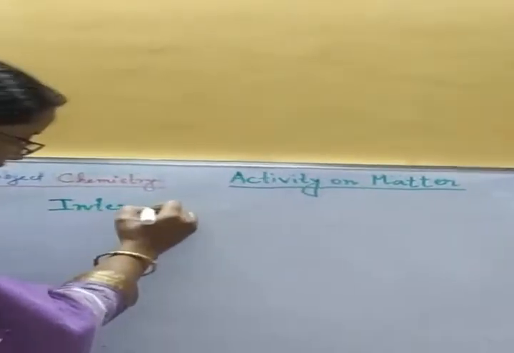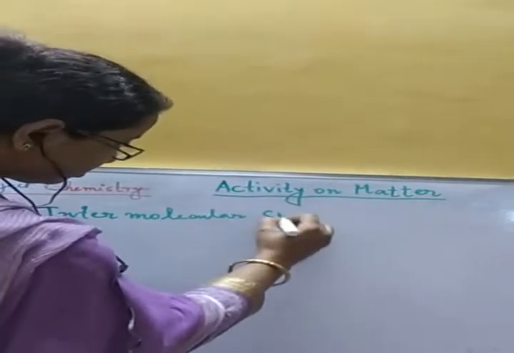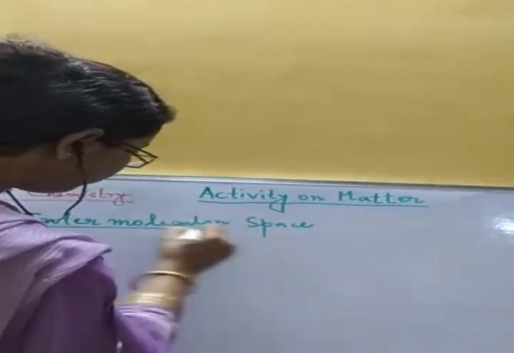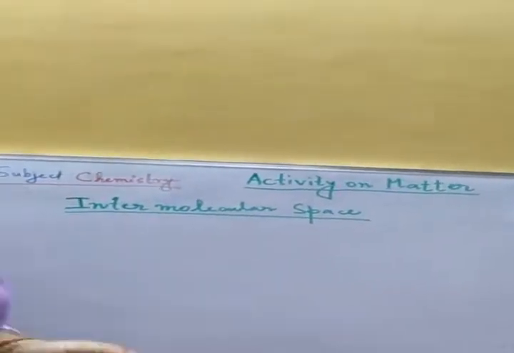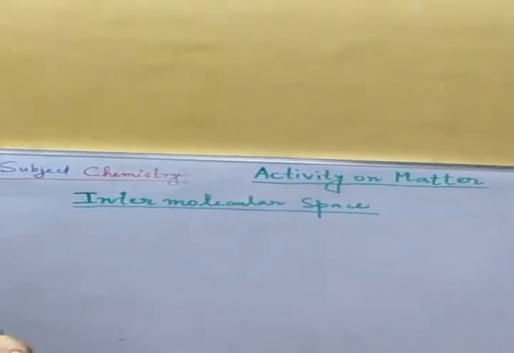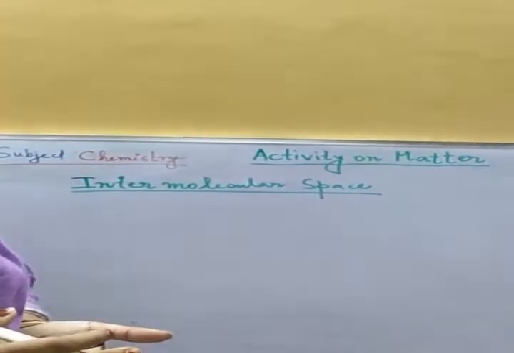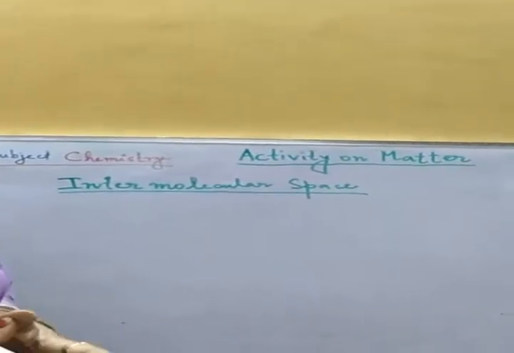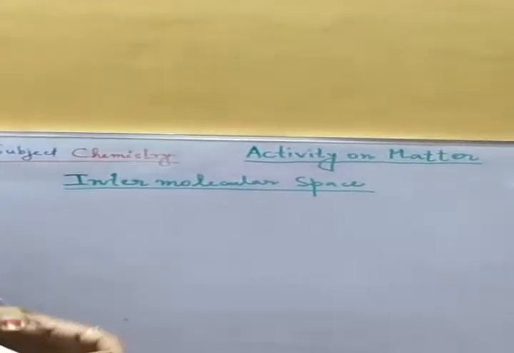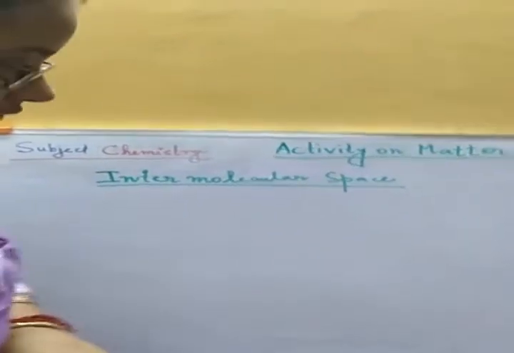our first activity will be on intermolecular space. So what is this? We already know about this. Intermolecular space is the gaps between the molecules. Okay, in any matter which is made up of atoms or molecules, there are certain gaps. There are some gaps between the atoms or particles, that is called intermolecular space. So that we are going to show.